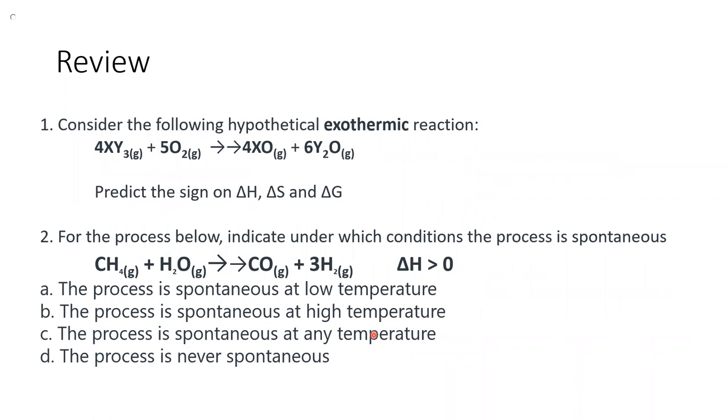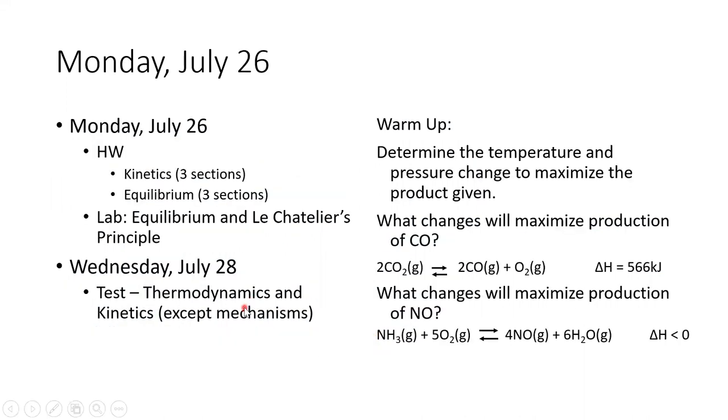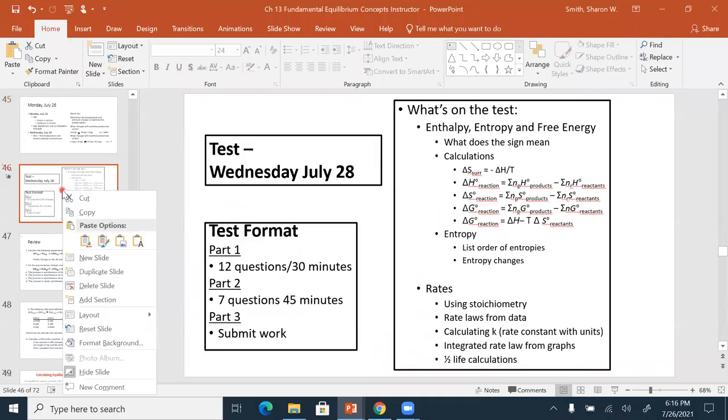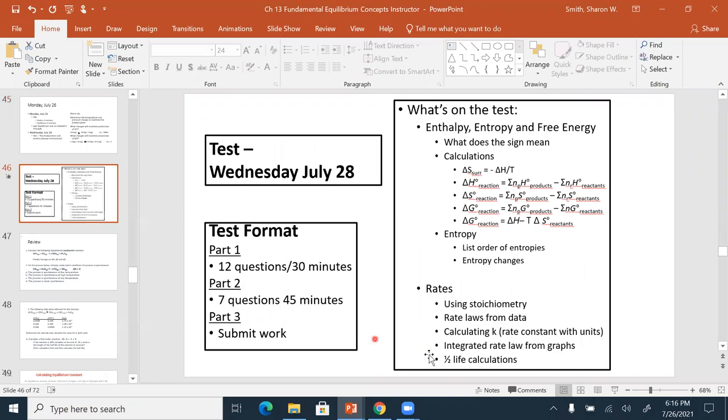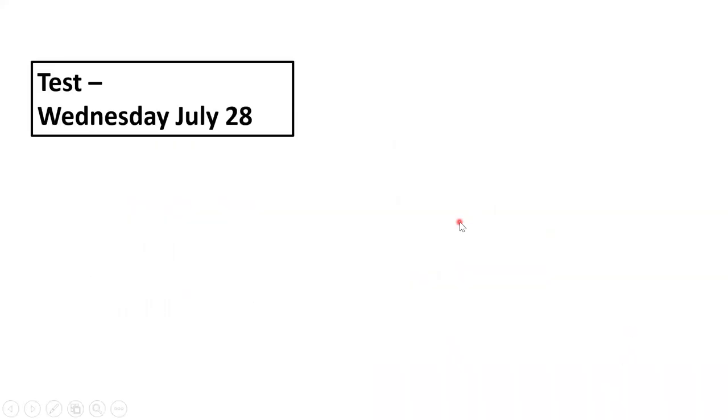All right, so let's do a couple of practice problems, like the kinds of things we're going to see on our test. Hold on one second. I think I hid this by accident. Let's unhide this. I want to do this first. So let's look at the test first and then we'll look at some practice problems.